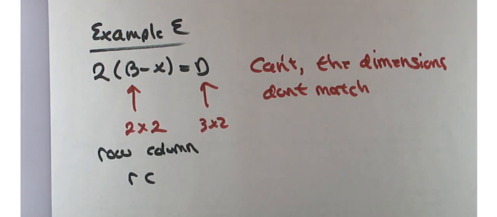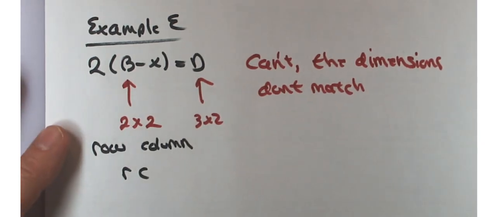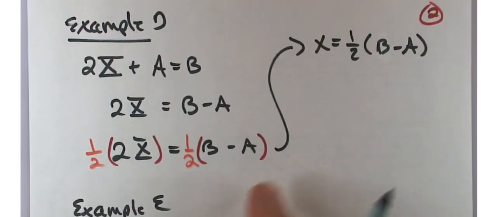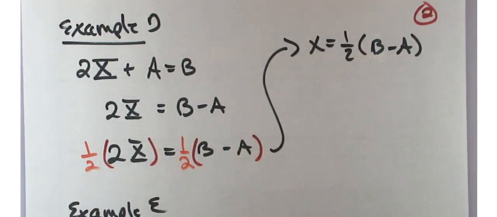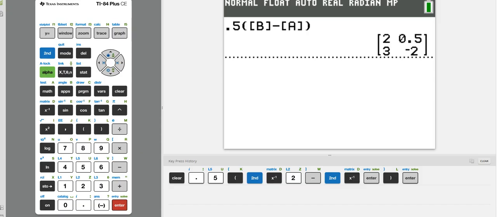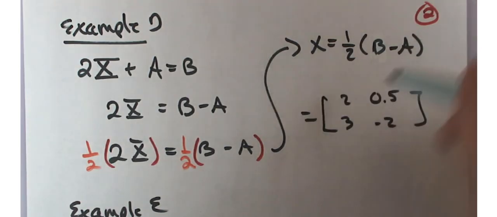I just have a question. So the example D, 2X plus A equals C, so that's the answer? Oh, no. I don't think I wrote down the answer there. Let me go back here and do that. The answer to this one is 2, 0.5, 3, and negative 2. And the expression that I had there was how we calculate it. But this is the answer.